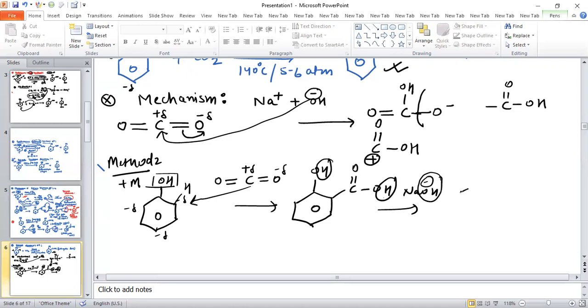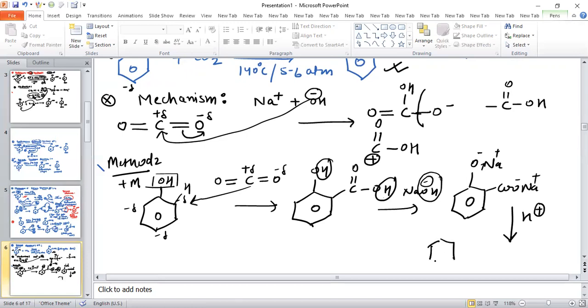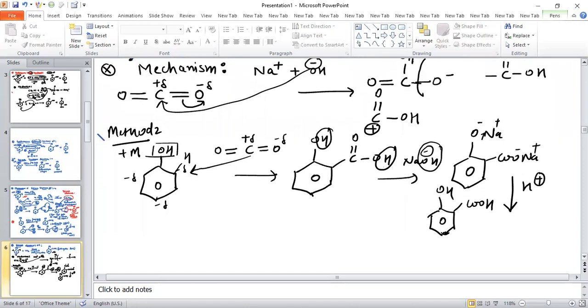These two acidic hydrogens will be replaced by the sodium Na plus ion. When we protonate it, on protonation, the product obtained will be OH and COOH. This is basically the mechanism of the Kolbe-Schmitt reaction.